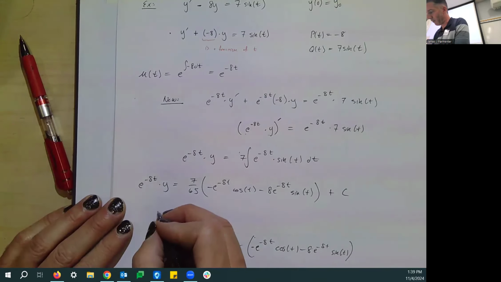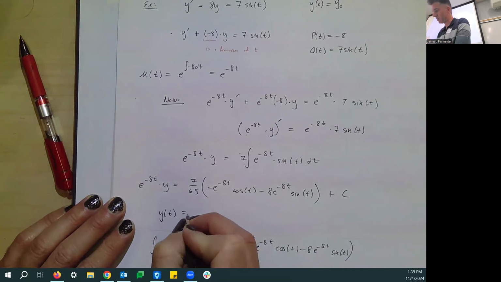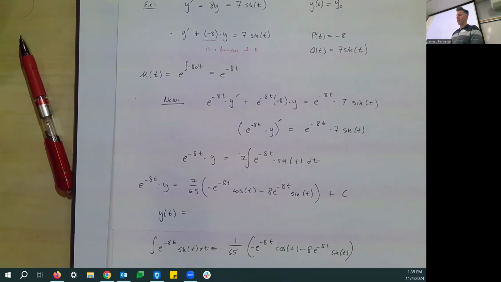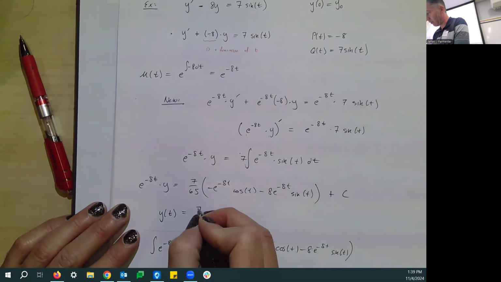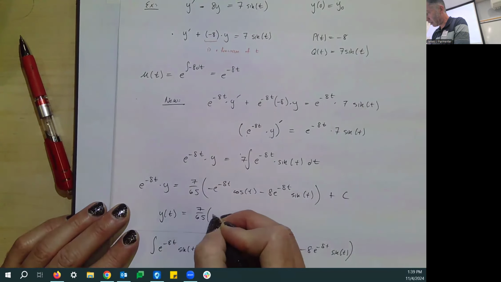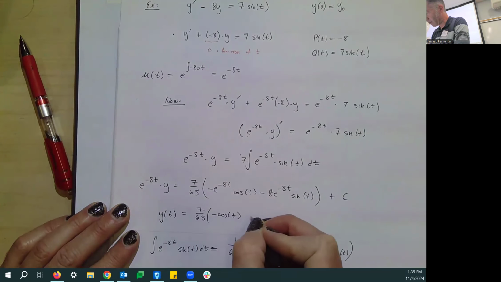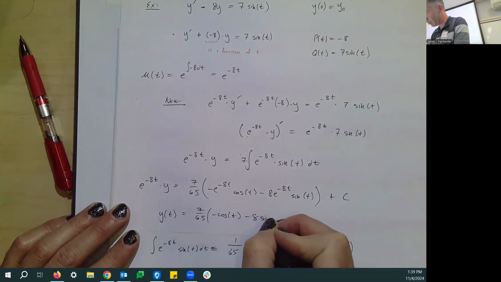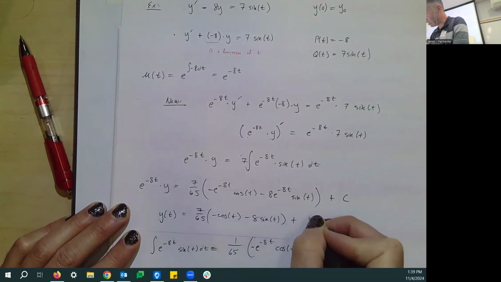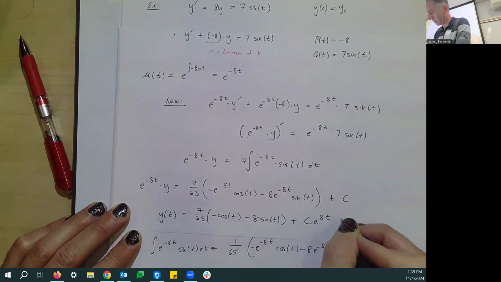So here's what we're going to get for our function y of t. Well, check this out. If I divide everything by e to the negative 8t, that's going to go away, that's going to go away, and I'm going to get c divided by e to the negative 8t, which is c times e to the positive 8t. So my simplified answer is 7 over 65 times negative cosine of t minus 8 sine of t, plus c times e to the positive 8t.